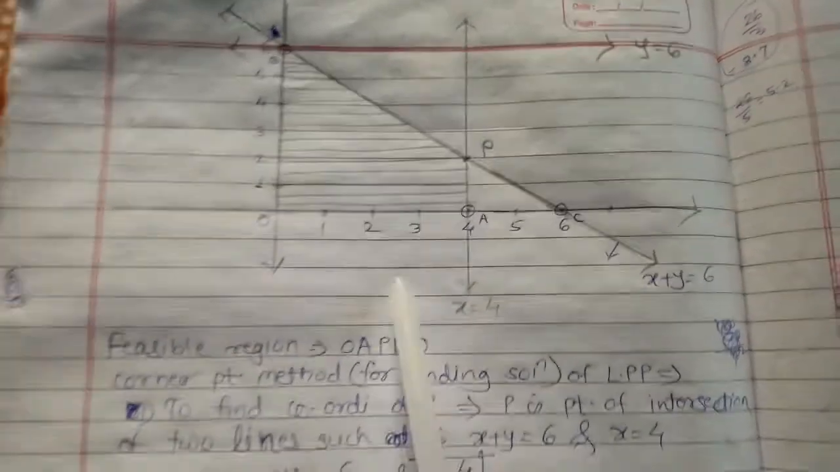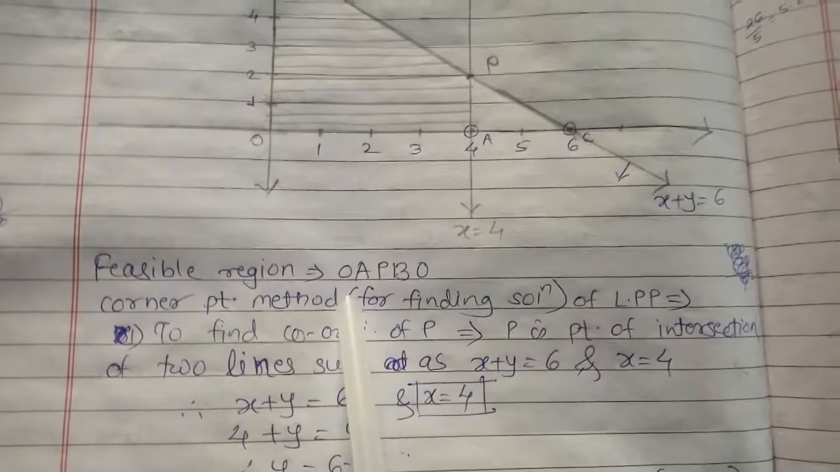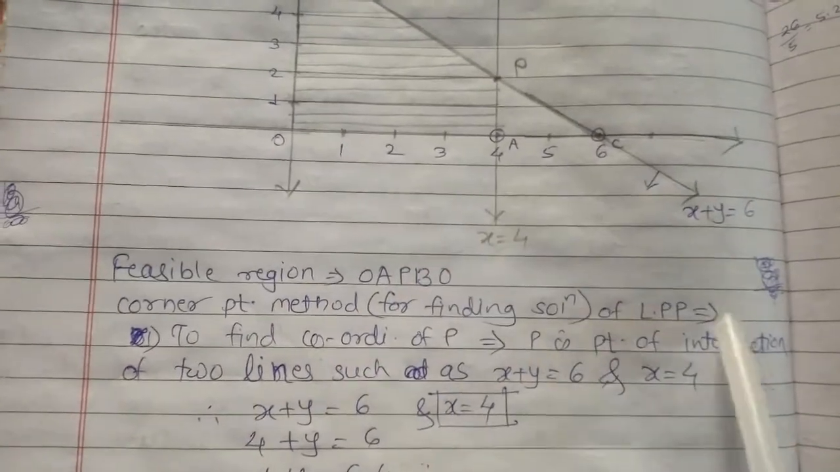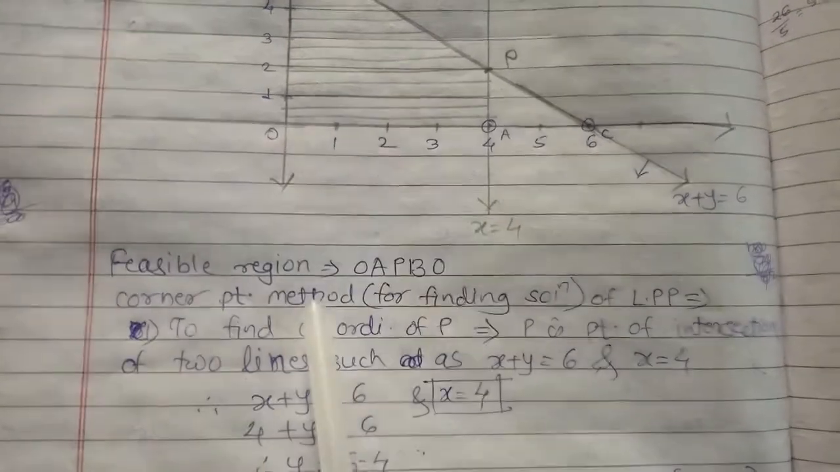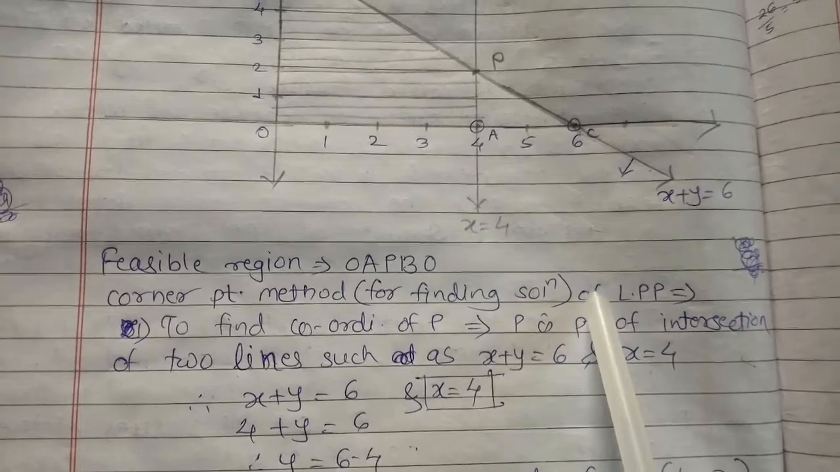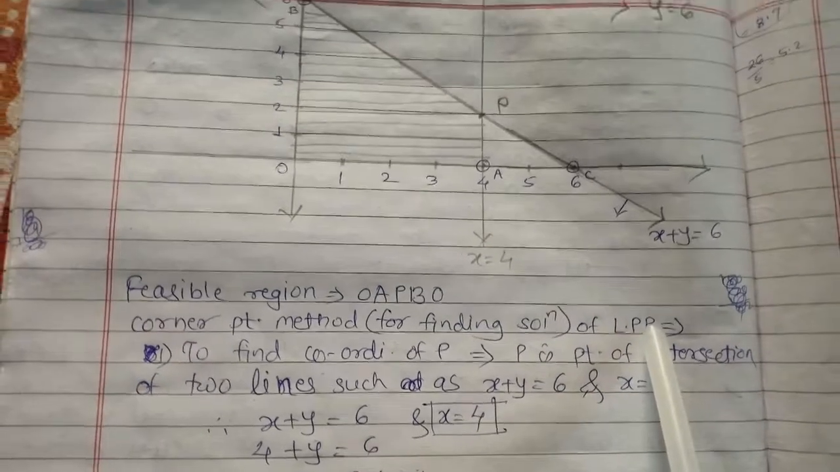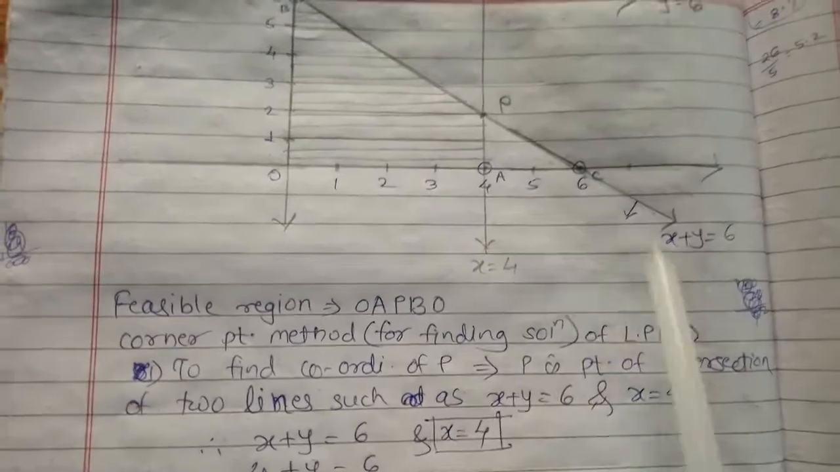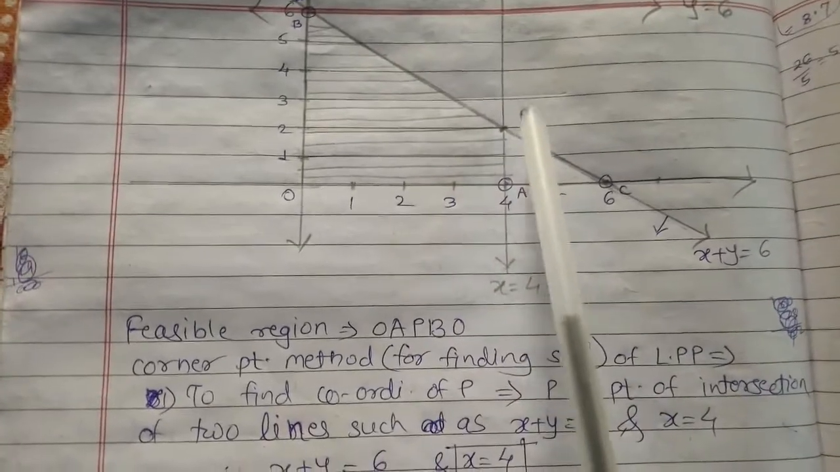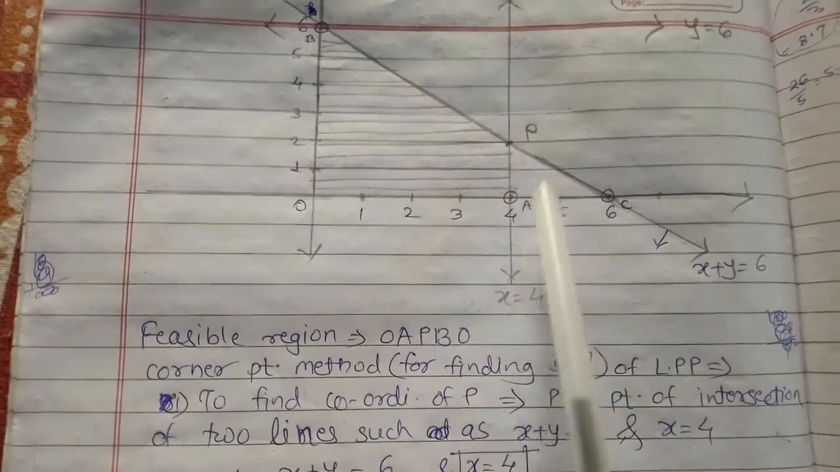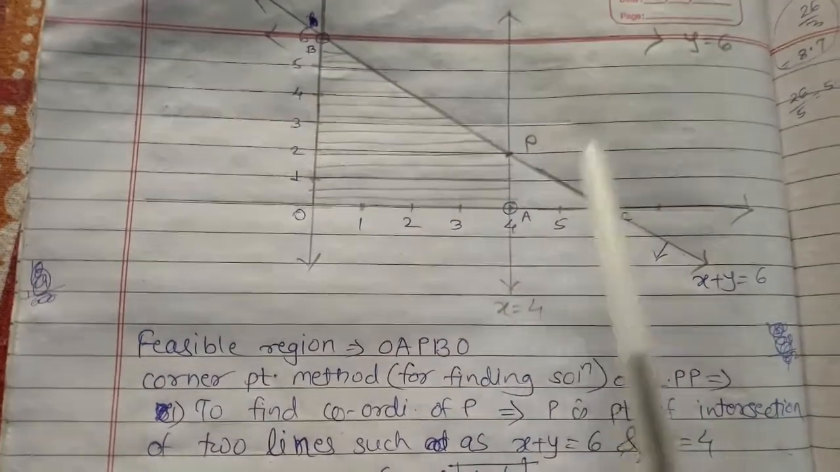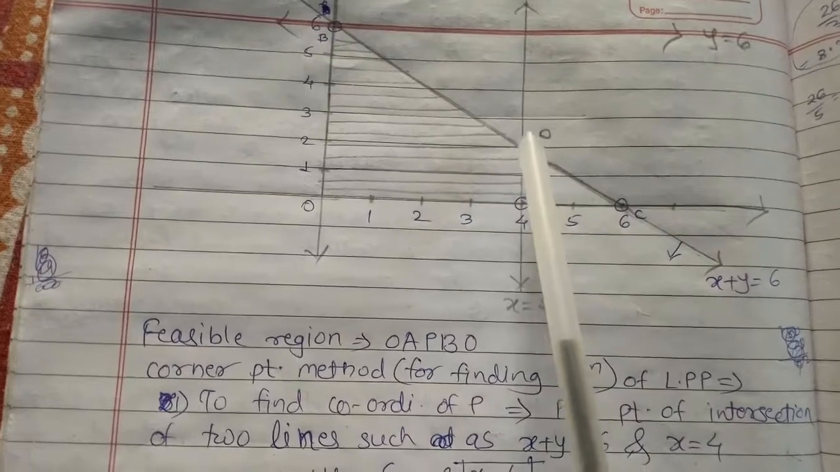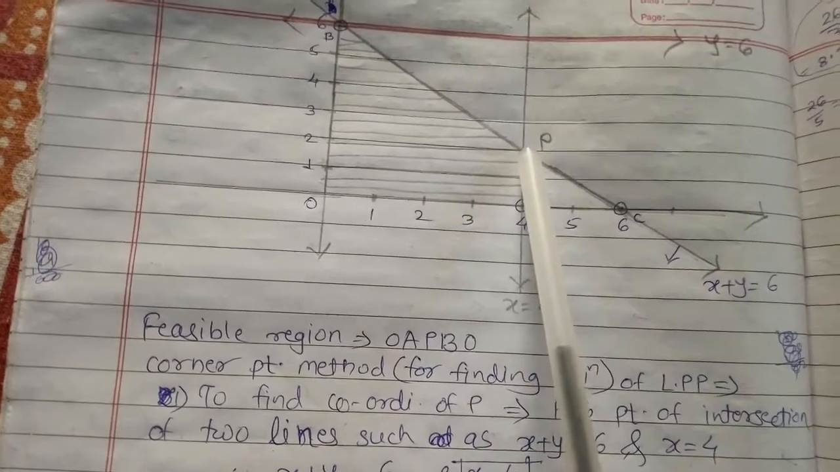Now to find the solution of this LPP, we use a method which is called the corner point method. Well, another method is there, but this one is very simple, the corner point method, which is used for finding the solution of LPP. So before going to find the solution, first we have to find out the coordinates of the point of intersection, that is P. We know the coordinates of A, then C, which is given in your example. Just we are going to find out the coordinates of P.